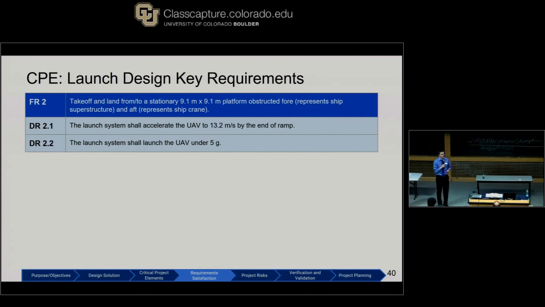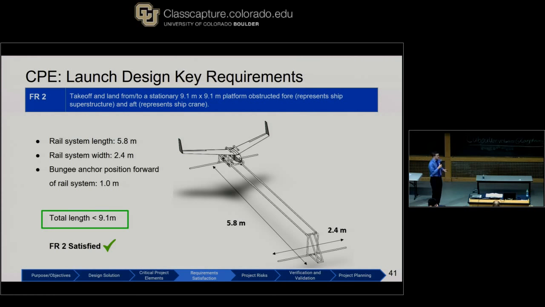The driving design requirements behind the launch system were functional requirement 2 and its associated derived requirements. Functional requirement 2 is to take off and land from our 9.1 meter by 9.1 meter platform obstructed fore and aft. Our rail system length is 5.8 meters and it is 2.4 meters wide with a 1.1 meter anchor forward of the rail. That satisfies our total length requirement of being under 9.1 meters.